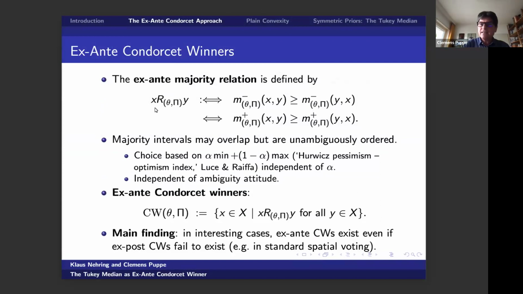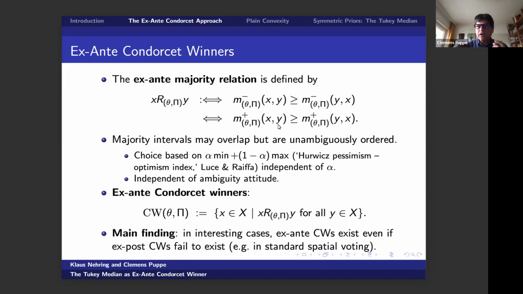We define now the ex ante majority relation as follows. The alternative x is ex ante majority preferred, given my epistemic state theta and capital pi, to the alternative y, if and only if the minimal number under this set of priors who in expectation prefer x to y is at least as large as the minimal number of people who have the opposite preference, y to x. Now, you may think, oh, that's arbitrary. Why not take the maximal number of people who prefer x to y and compare this? And the answer is, unfortunately, it doesn't matter whether you take the minimal or the maximal number.